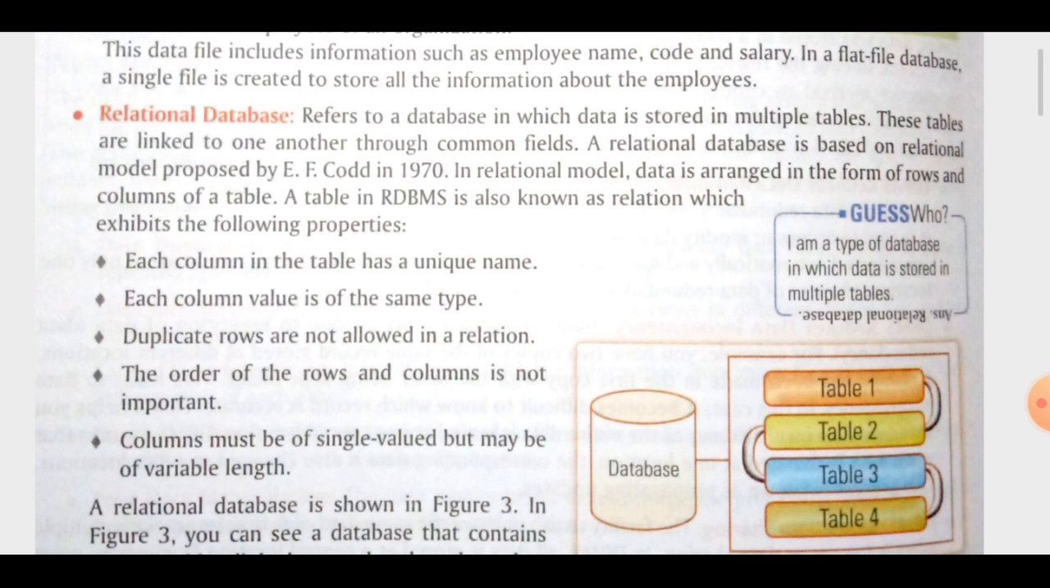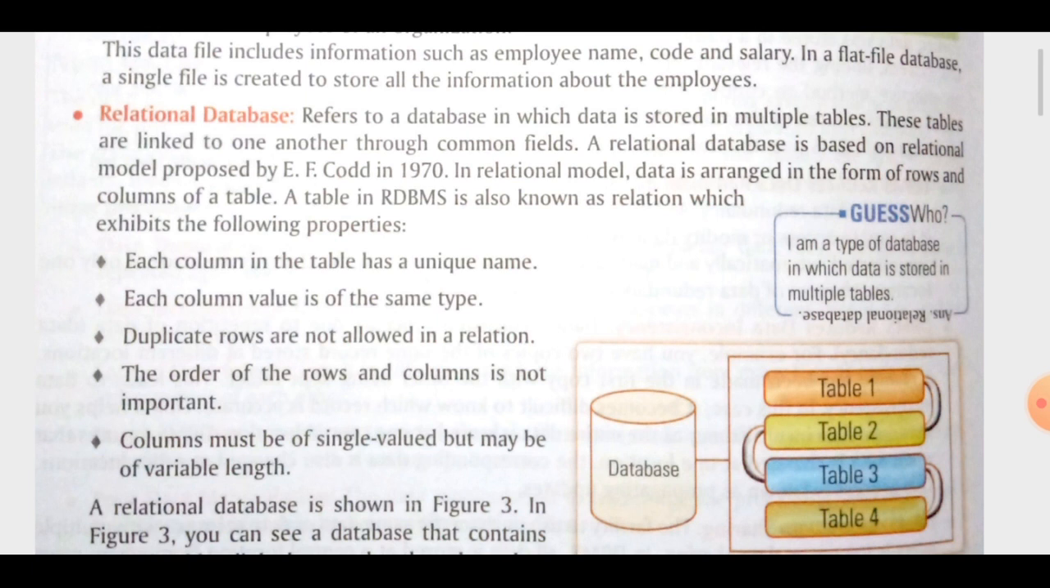Now when you have created a table in a database, there are a few restrictions that you should follow. For example, every column in a table has a unique name, such as name, roll number, class, section. The column names you are selecting have unique names, meaning in a single table there are no two columns having the same name.